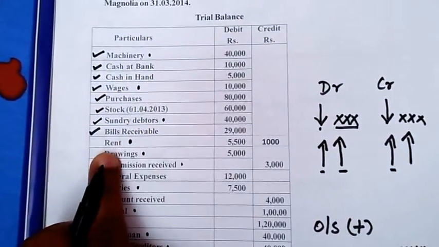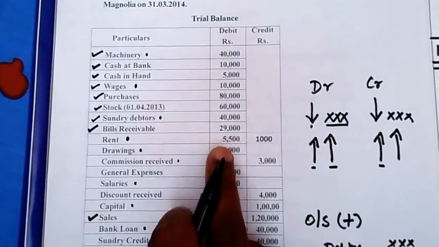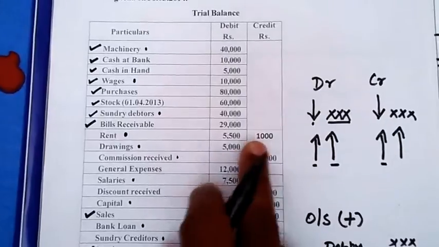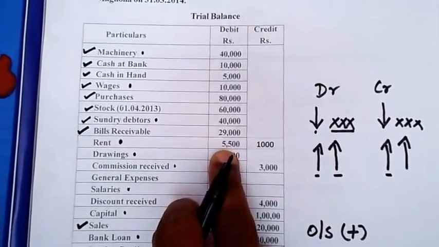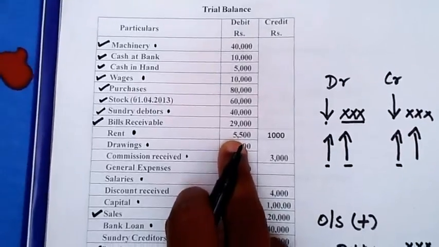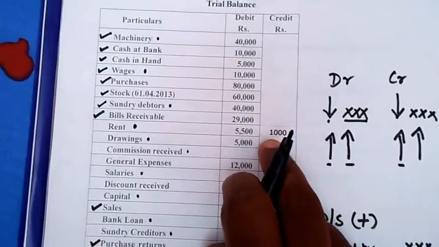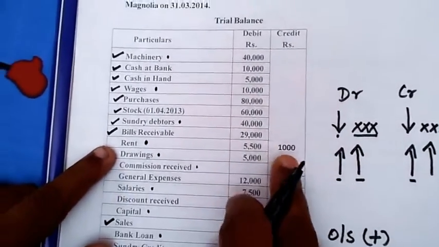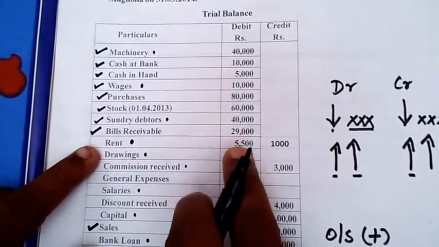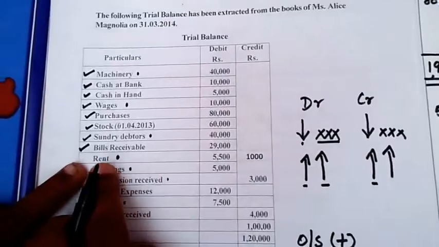Next one, rent. In this transaction, the value is given on both sides, debit side as well as credit side. Debit side means rent paid. Any amount paid to somebody is an expense. So 1,000 rupees given under the credit side is called rent received. So when one transaction is given in both debit and credit, debit means rent paid, and the credit amount denotes rent received.